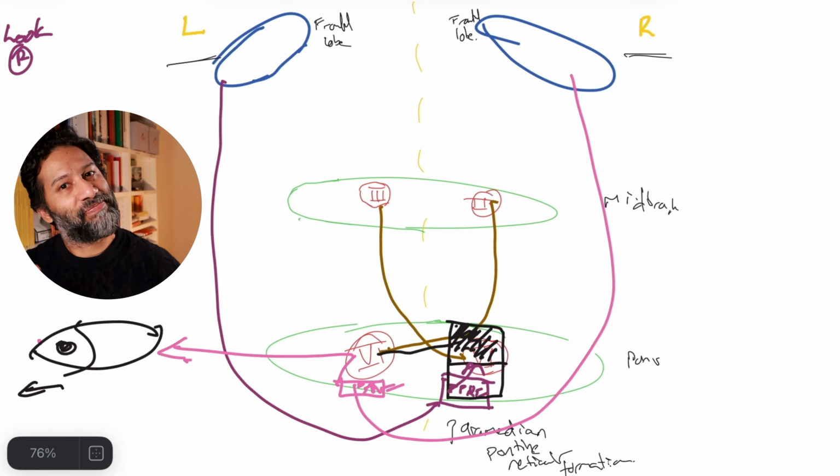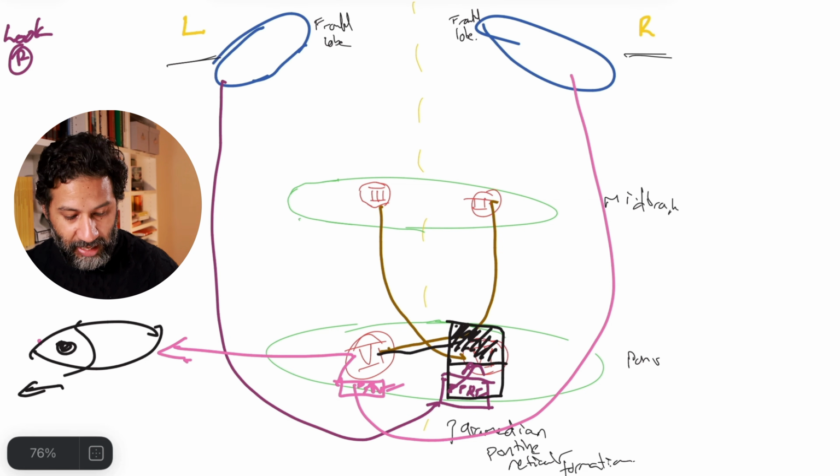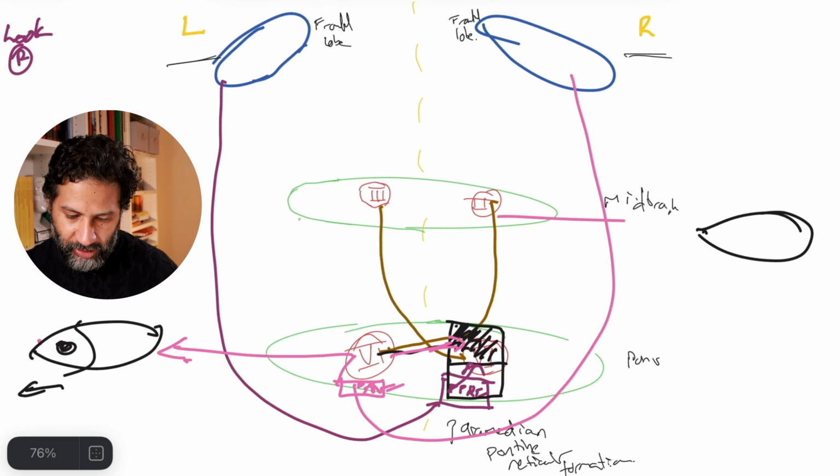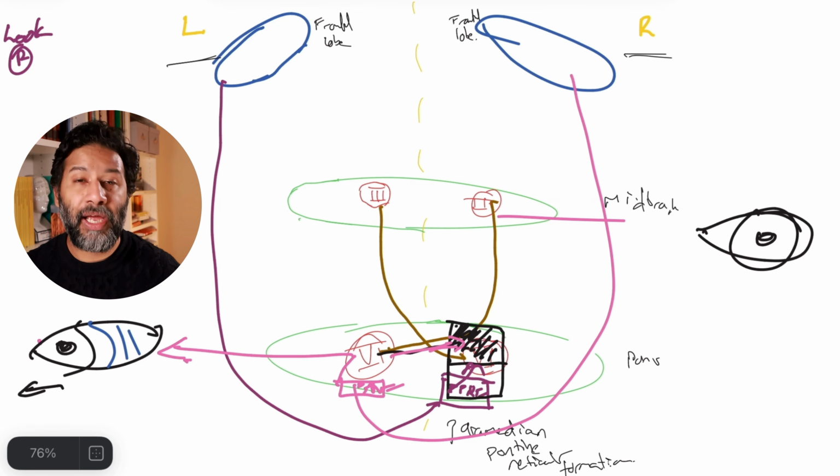Oh, well, you can't. It's blocked. So we actually don't get any fibers going to the 3rd nucleus. And so what do we develop? We get an INO. So we get an INO on this side. This eye doesn't move, and this eye starts beating and saying, hey, catch up, catch up, catch up.